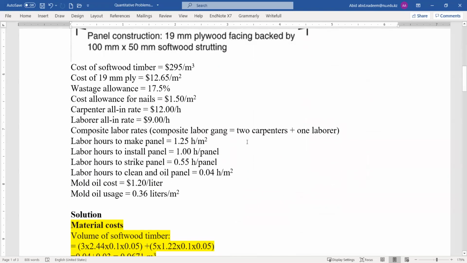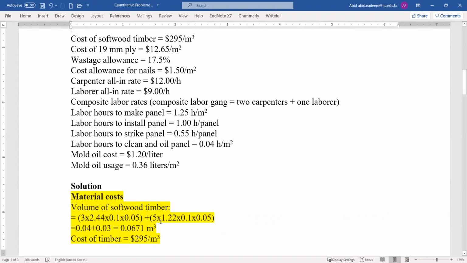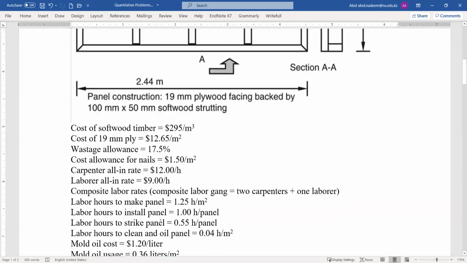So therefore, 5 times 1.22 times 0.1 times 0.05. So 100 millimeter by 50 millimeter cross section multiplied by the length and multiplied by the number of sections. So if you add them together, then you get a total of 0.0671 cubic meter.